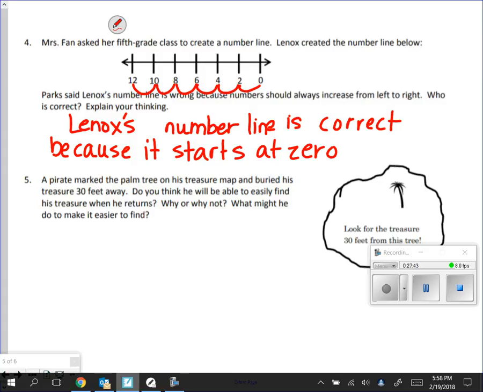It doesn't have to be left to right. So it's okay, because it's equal intervals.